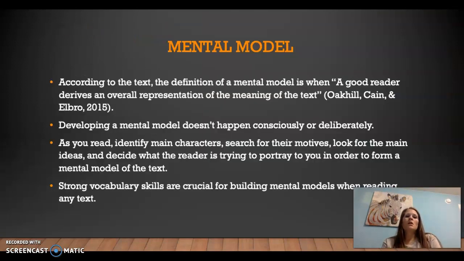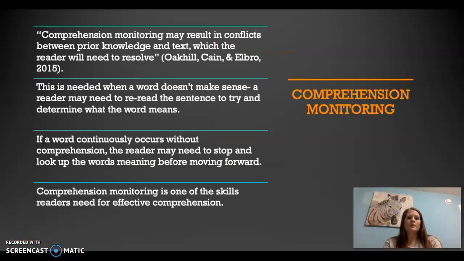The mental model. According to the text, a mental model is when a good reader derives an overall representation of the meaning of the text. Developing a mental model doesn't happen consciously or deliberately. Just as you read, you start to identify the main characters. You might start to see how the plot is forming, the motives the author is trying to get across, and what they're trying to portray. Strong vocabulary skills are crucial to building mental models when reading, because again, if you don't understand the words, you're not going to understand the plot or the main points they're trying to get across.